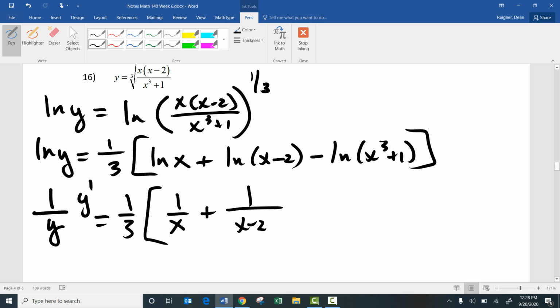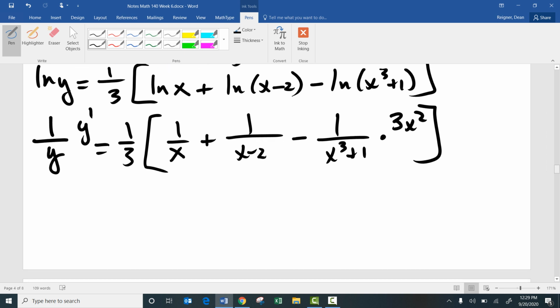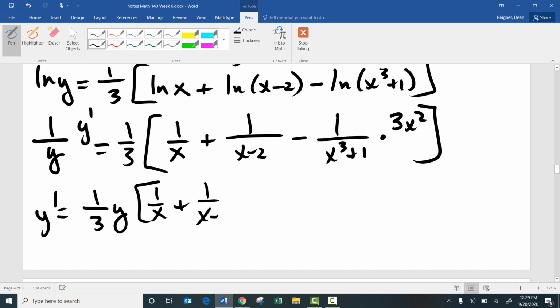So it's pretty easy once you get all this expanded. Derivative of natural log is 1 over that thing, and then the derivative of that thing, so here we have something, is 3x squared. Close it off. Okay? So now we're going to solve for y prime, because that's what we're trying to figure out, the derivative. So we're going to multiply both sides by y. So this will be 1/3 and then y, and then this will stay the same. 1 over x plus 1 over x minus 2 minus, and then 3x squared.